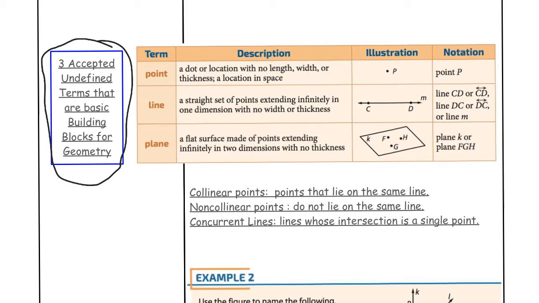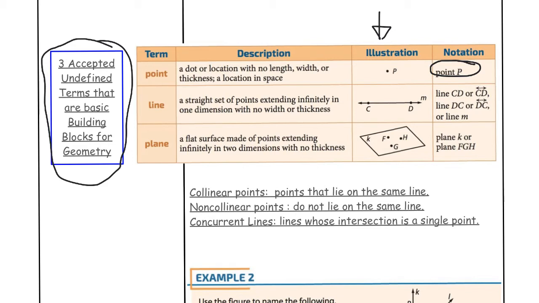So the first one is point. A point is a dot or location with no length, width, thickness. It is a location in space. Your illustration is important here. Even though we put a physical dot, a point has no physical dimensions. So understand, even though we have to put a dot there to show where that point is, it has no dimensions at all. This is the illustration. This is how we read it. That is point P.